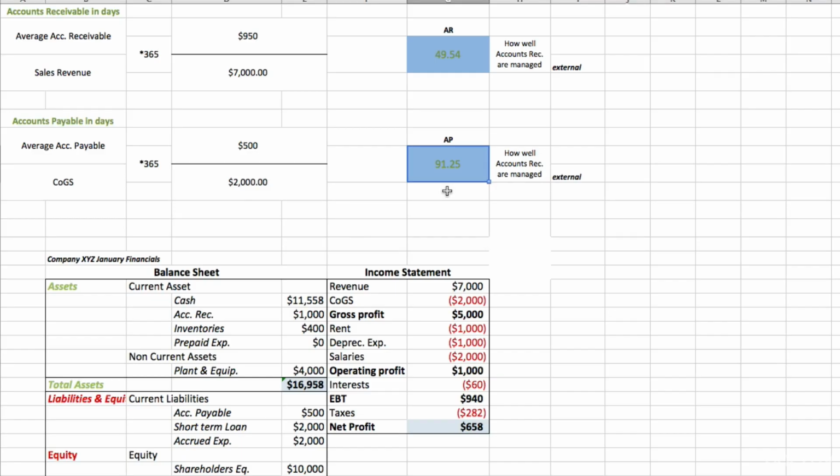This just may mean that the company wants to pay right away to its suppliers, and that's really a choice of the company. But if I were a company, I would definitely take advantage of the difference in days between the accounts receivable and the accounts payable. Why? Let me show you here. So if we take our accounts payable in days minus our accounts receivable in days, we can see that we have 42 days.